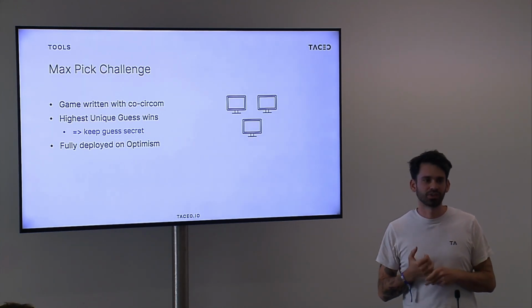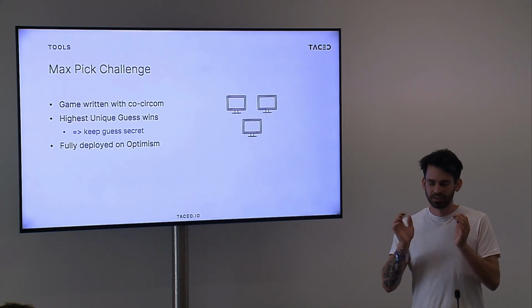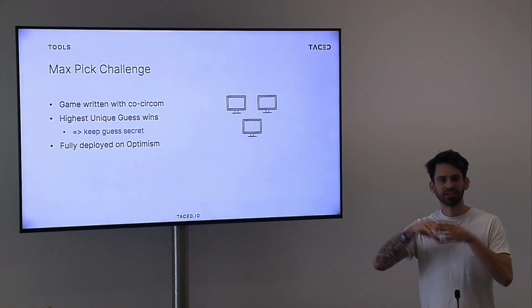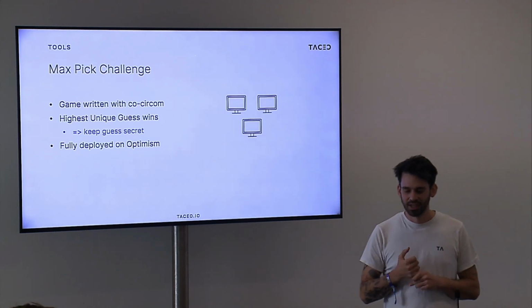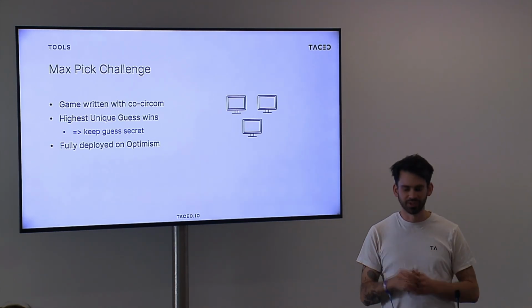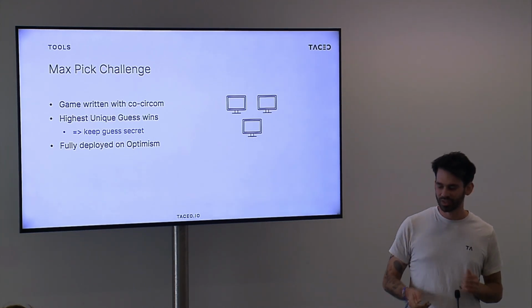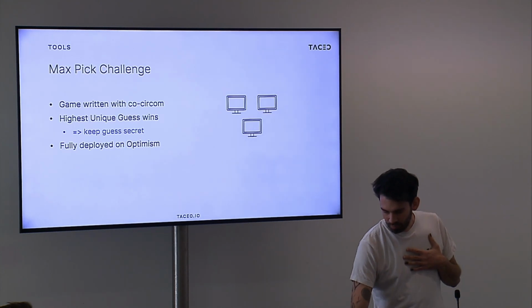So we built this with collaborative Circom, where the guesses were kept private, and at the end you compute a big circuit and then roll it up on chain. It's fully deployed on Optimism. We used the SNARK.js verifier, and everything worked quite well. That was really cool.